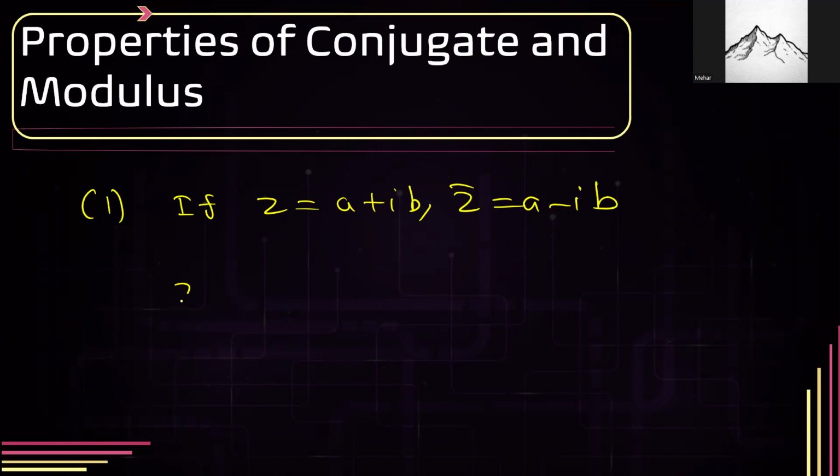If you again take the conjugate of this conjugate, again we have to write I as minus I, it would become A plus IB, which is giving you Z. So the property is Z bar whole bar is always equal to Z. This is the first property for conjugate.